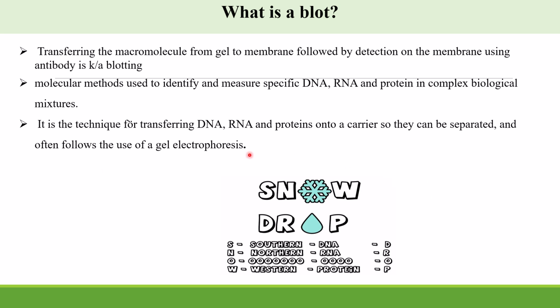So here is a small mnemonic, that is SNoW DroP. For determination of DNA we use Southern blotting. For determination of RNA we use Northern blotting. The O is basically nothing, just there for the sake of making the mnemonic, and W is for Western blot. Western blot means for determination of protein we are using Western blot.